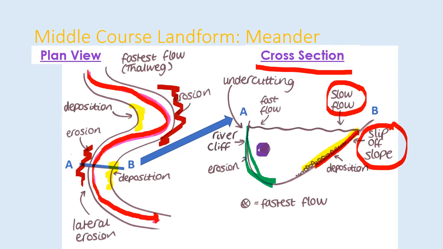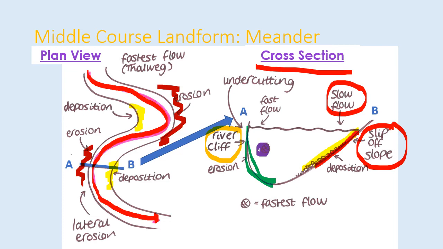Fast flowing water on the outside causes erosion, which means that you get erosional features. The classic erosional feature is the river cliff. So it's basically just a cliff on the side of a river. On the inside, slow water, shallow water, deposition, and you get a slip-off slope, or sometimes it's called a river beach.